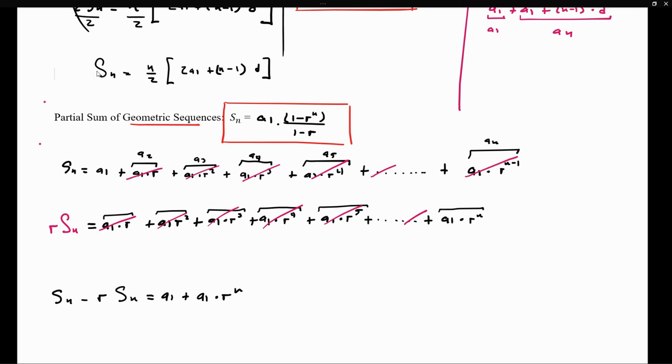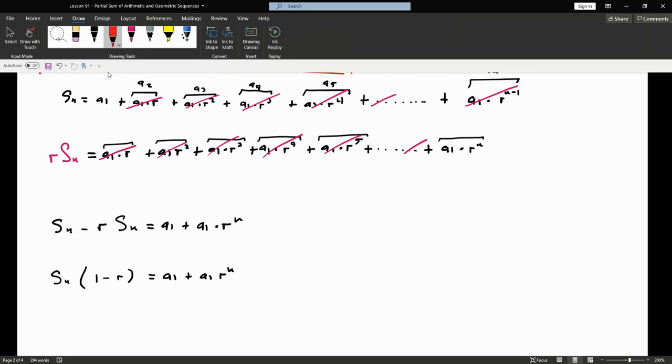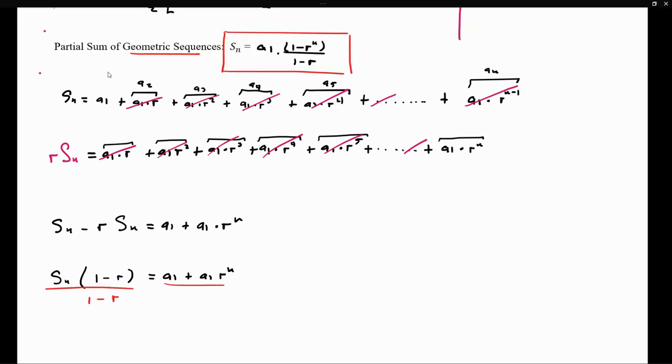So now we have an expression. It's a very weird one, but at least this expression is using S of n. Since I want an expression for S of n, notice that on the left-hand side we have two big terms that both use S of n. So let's factor out S of n, and now we have S of n times 1 minus r equals a1 plus a1 r to the n. Since I do want an expression for S of n, I'm going to divide both sides by 1 minus r.